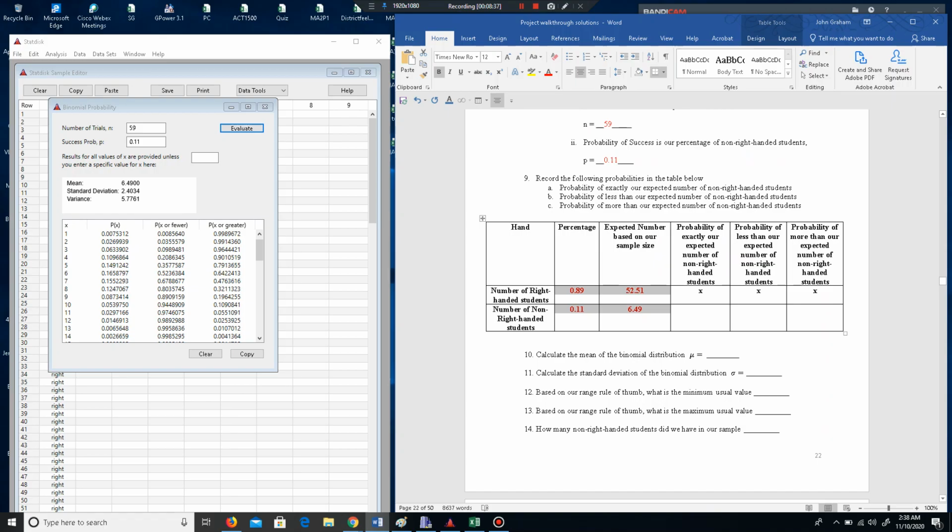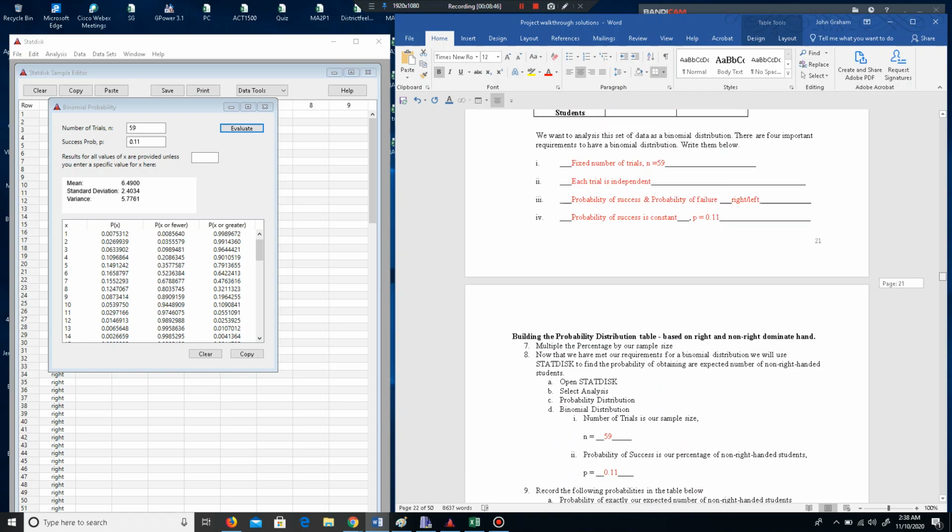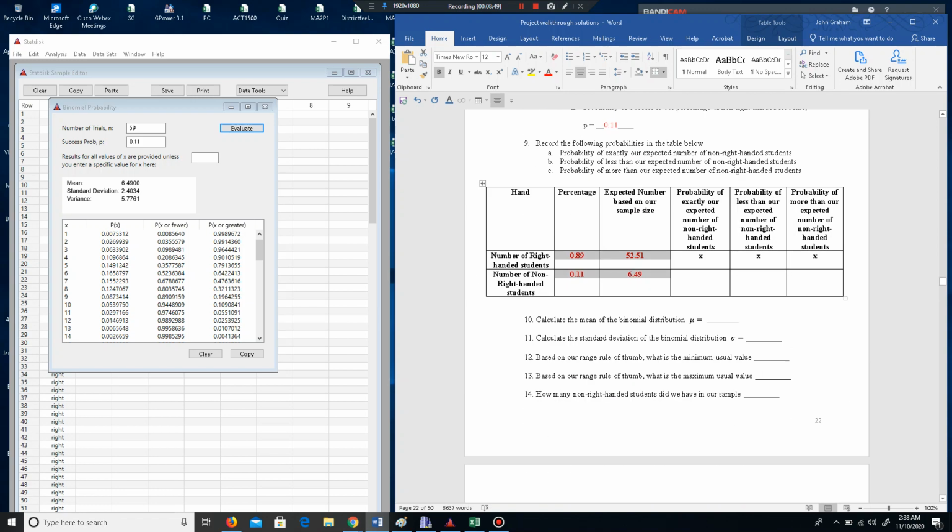So we want to find the probability of exactly our expected number of non-right-handed students. Our expected number was 6.49, so we're going to look at 6 and 7. We're looking at a probability somewhere in between, so I'm going to round it to 0.16. Basically a 16% probability that we get exactly 6 or 7 students that are non-right-handed.